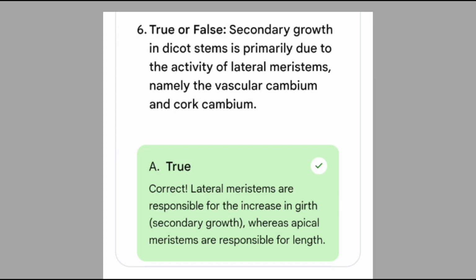Now, secondary growth in dicot stem is primarily due to the activity of lateral meristem, namely the vascular cambium and cork cambium. This is true because lateral meristems are responsible for secondary growth, whereas apical meristems are responsible for the length.